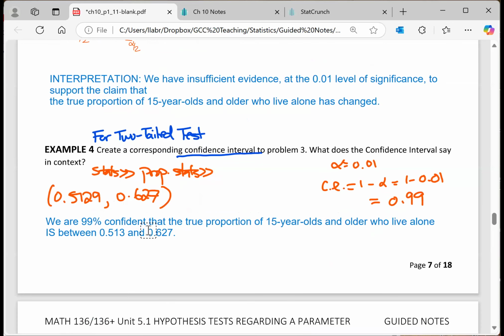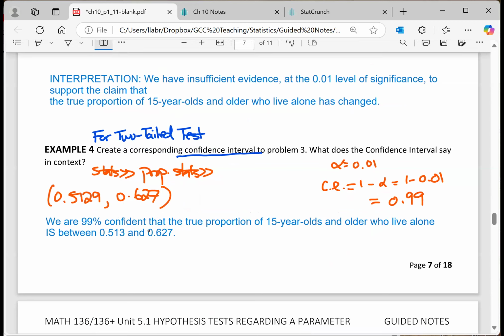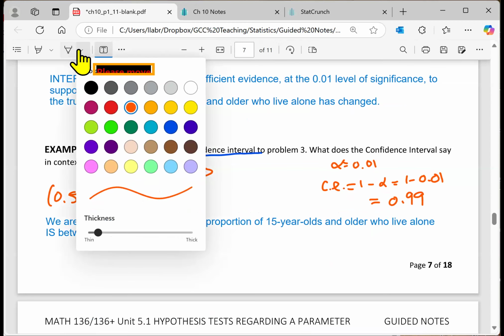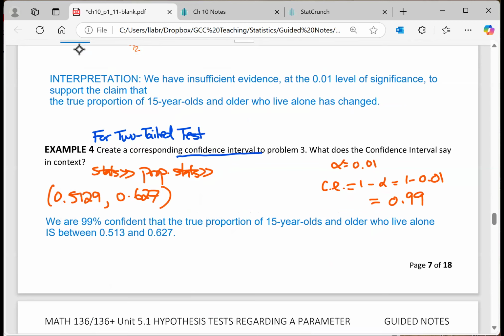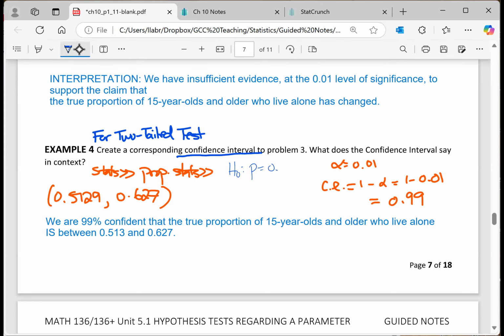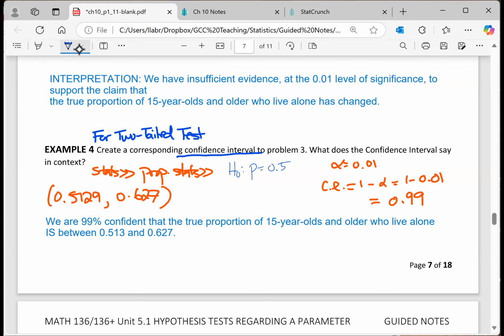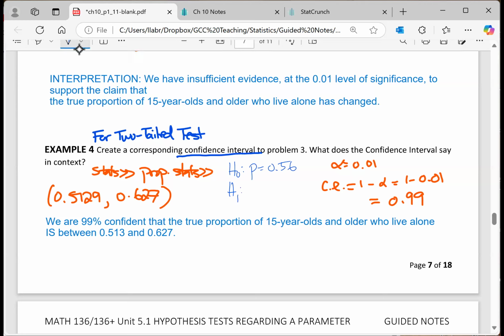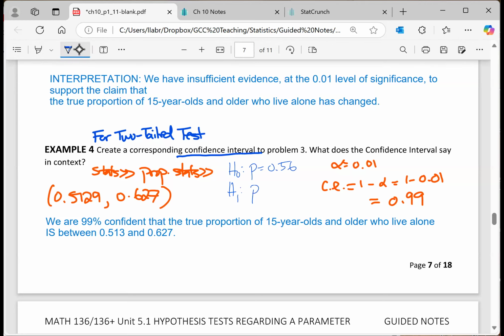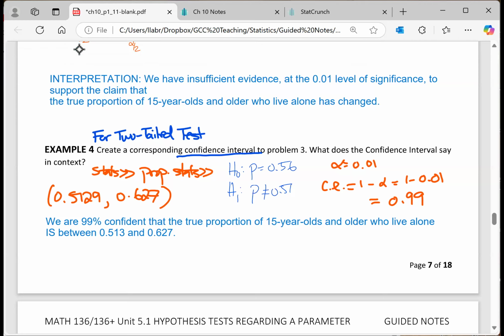Now, how does this help with hypothesis testing? Notice, if you simply write out your hypothesis, you can tell right away whether it's correct or not. The hypothesis was that p was 0.56. The alternative is that p was different from 0.56. So how does your confidence interval help you?